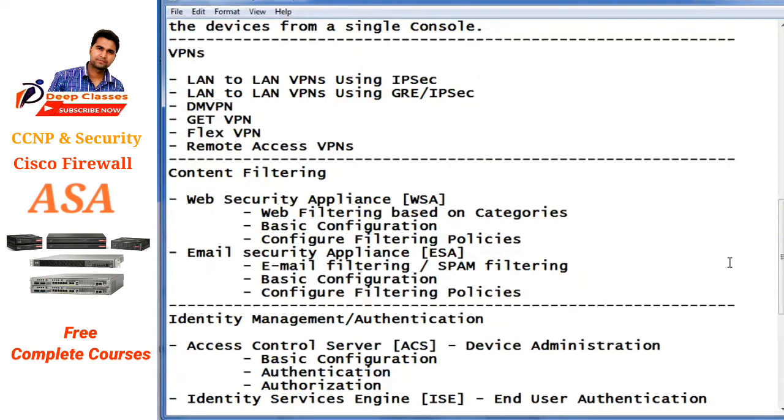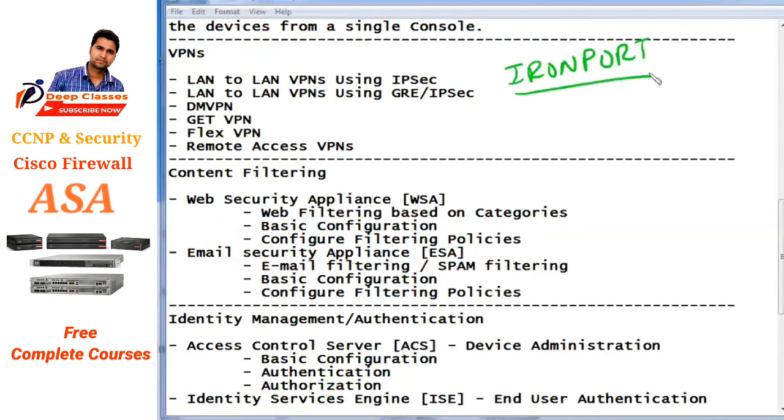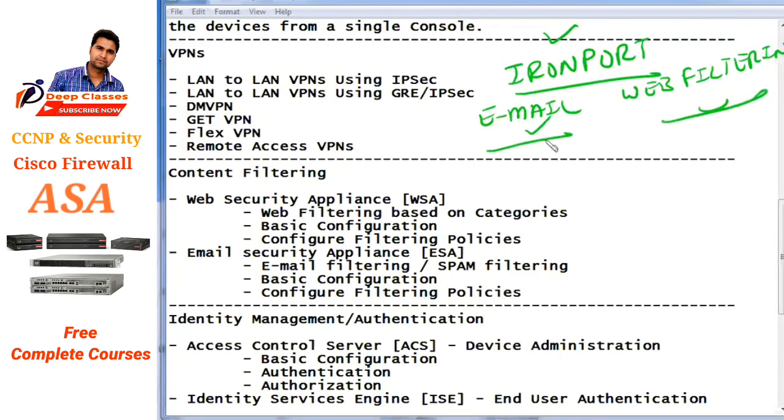See, what they did was they did the same thing with SourceFire. Cisco bought the company Ironport. Ironport had two products. They had the email filtering product and they had the web filtering product. These were the two products that they had. So what they did was they changed the names. The email filtering product, they called it the Email Security Appliance, and the web filtering product, they called it the Web Security Appliance. So basically, these are the two products that Cisco bought from this company.